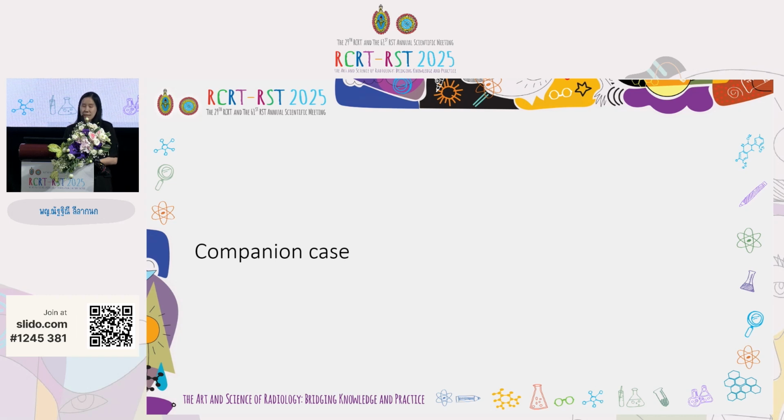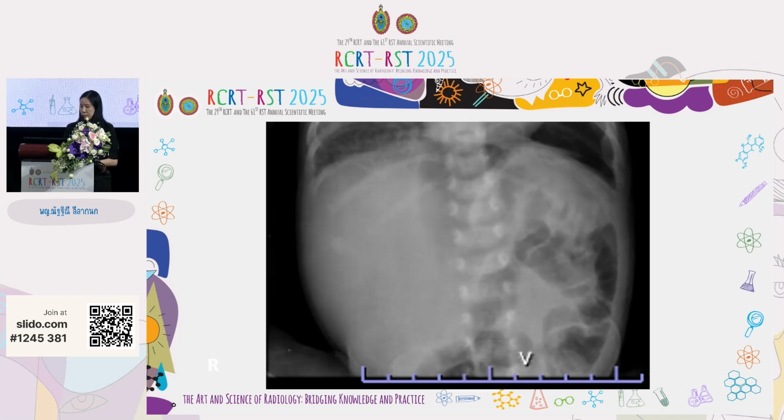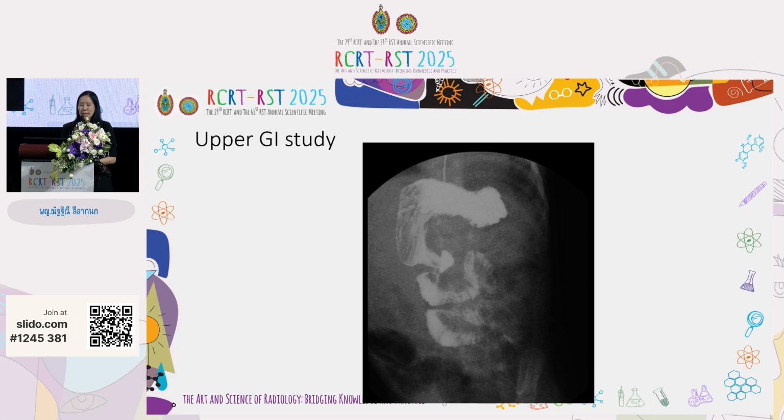So, again, another companion case. This is a 4-year-old boy who presents with abdominal pain and vomiting again. His radiograph shows no obvious gastric distension, maybe a gastric bubble around here, and no significant bowel dilatation. So we do an upper GI study.